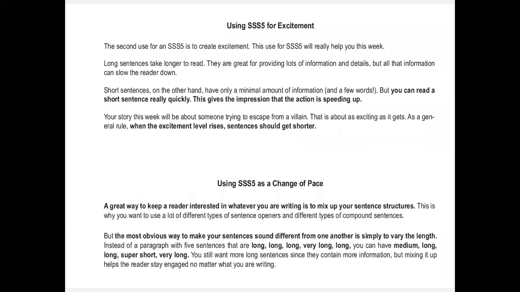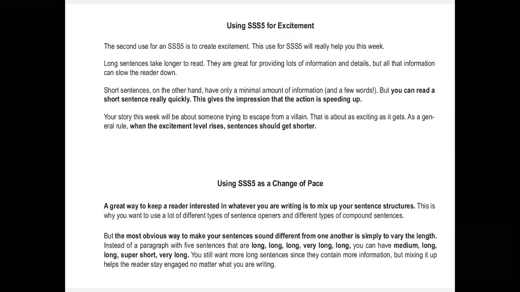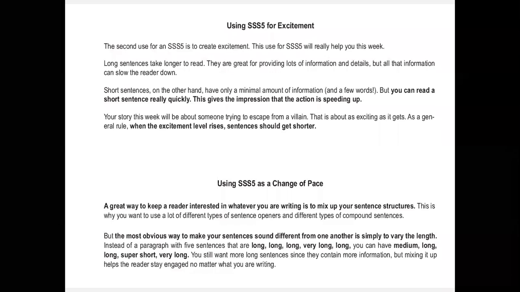It will give emphasis. All right, you can also use it for excitement, and this is really going to help in story writing. Longer sentences take longer to read, right? They're good for details. I teach it till I'm blue in the face all week long with my 50 writing students here locally, and it's really great for giving details, but an SSS5 can be read really quickly. So it makes the reader feel like the action is speeding up. So when the excitement level rises, you want the sentences to get shorter, right? This is what I'm talking about when I refer to placement of SSS5s.